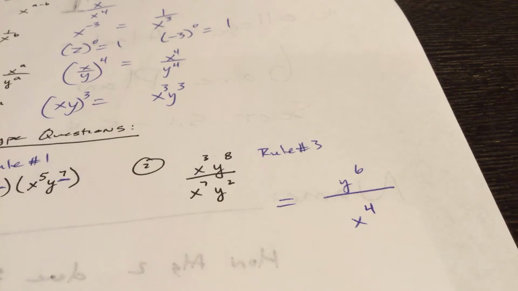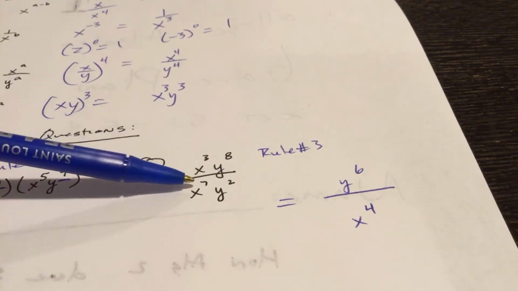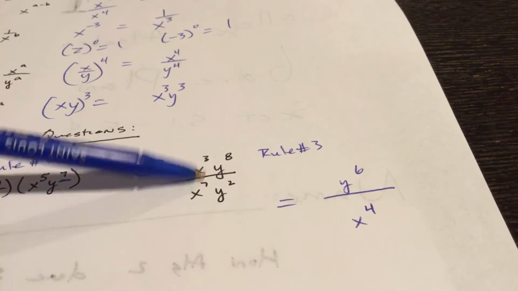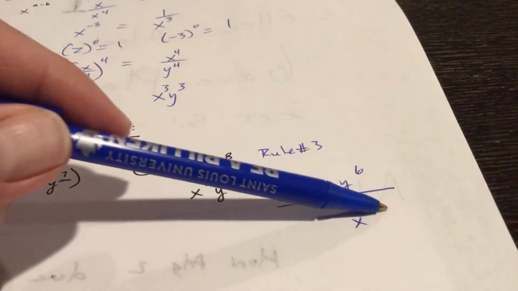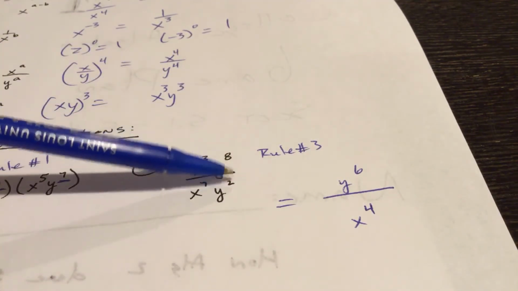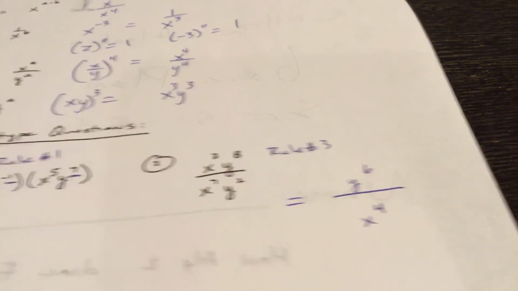Number 2, here we have rule number 3. Subtract the exponents. Now I like to say, look at the x's. Which has the higher exponent, the top or the bottom? The bottom has the higher exponent by 4. 7 minus 3 gives you x to the fourth down below. Which has the higher exponent for y, the top or the bottom? The top does by 6. 8 minus 2 gives you 6.